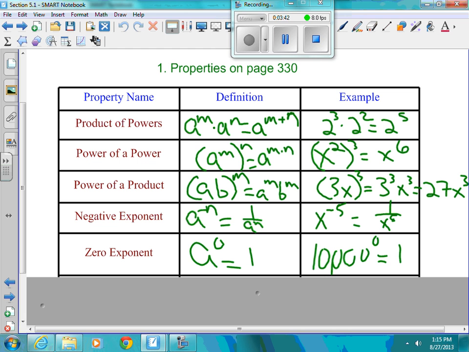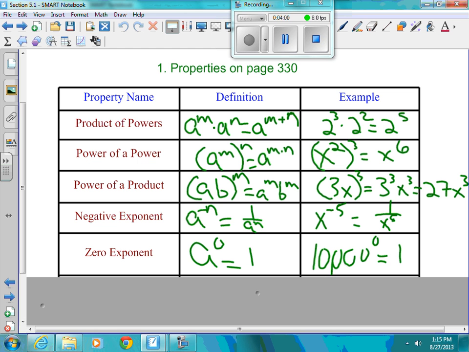So if you look at the example, 3x to the third, the 3 goes to the base of 3, and the 3 goes to the base of x. So 3 to the third times x to the third, and we can do 3 to the third in our calculator. 3 to the third is 27. 27x to the third power.